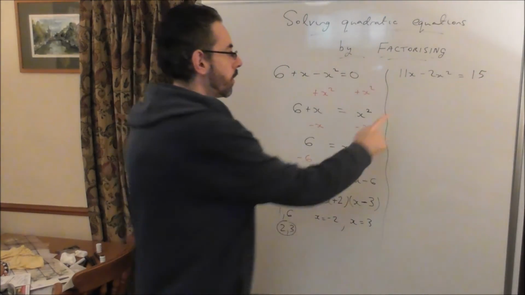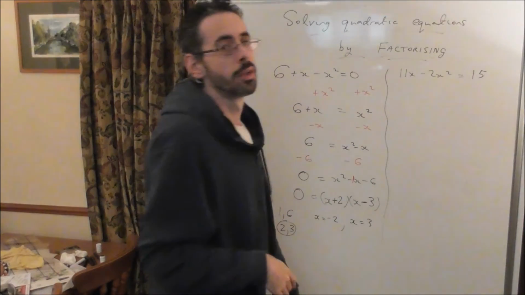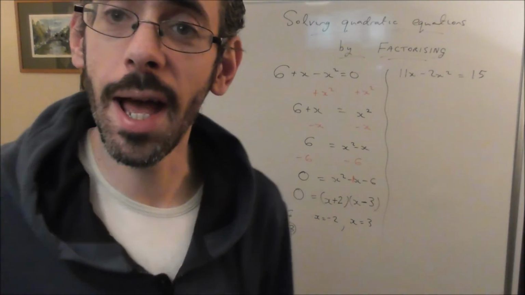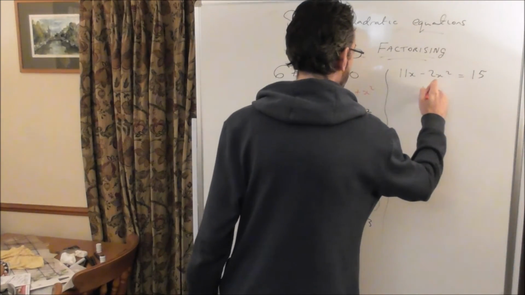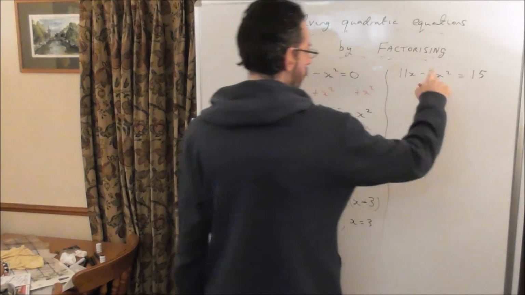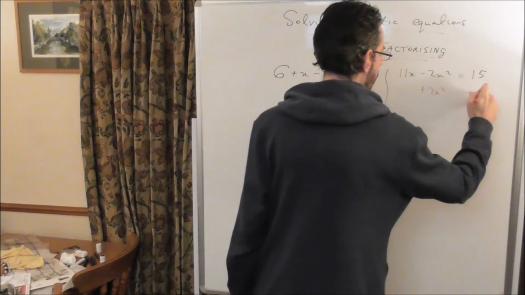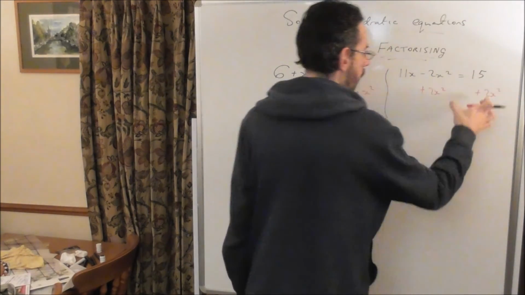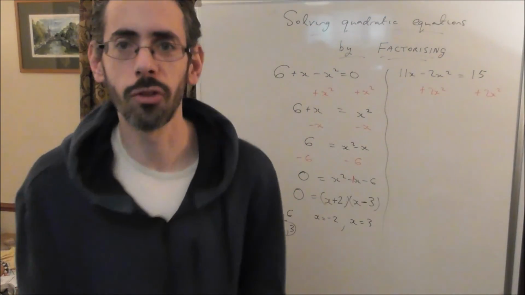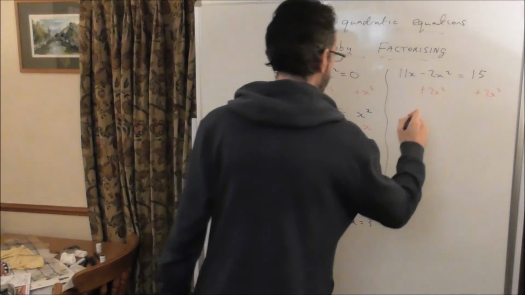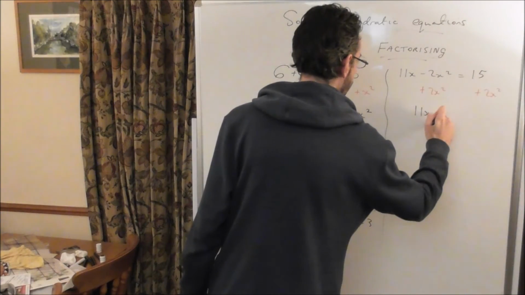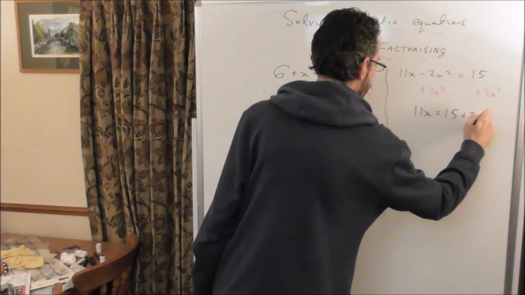So again, we've got a negative number in front of x squared. To deal with that, what you can do is add 2x squared to both sides. If you add 2x squared to this side, it'll get rid of the minus 2x squared. And if you add 2x squared to this side, you'll have positive 2x squared on the right-hand side, which will be easier to work with. So let's just write down what we've got left. We've got 11x on this side, 15 plus 2x squared on this side.